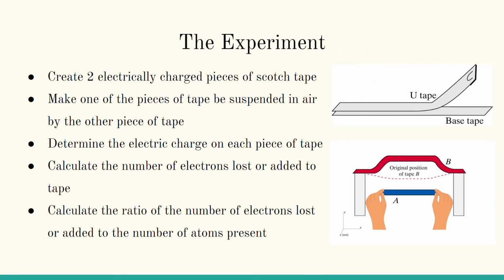So to describe the actual experiment, we plan on creating two electrically charged pieces of Scotch tape. And we will make one of these pieces of tape be suspended in the air by counteracting its gravitational force with the repulsive electrostatic force. We will then determine the electric charge on each piece of tape, and using that we will calculate the number of electrons lost or added to the tape. Finally, we will calculate the ratio of the number of electrons lost or added to the number of atoms present.